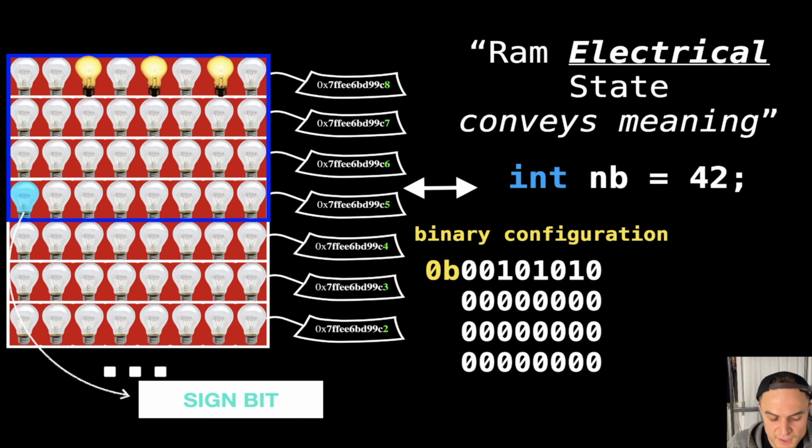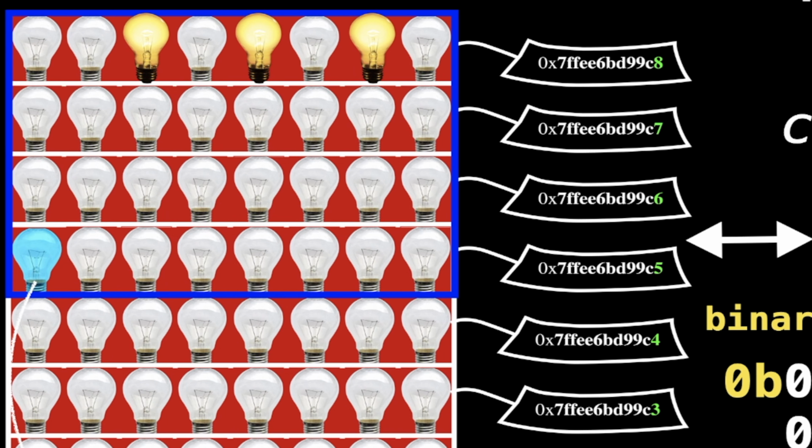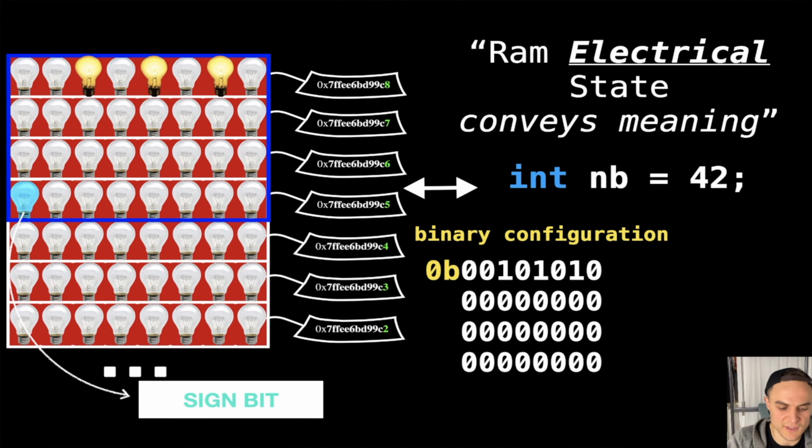For my 42, I have, starting from the top, 00101010, okay? And then all the rest is 0. These are non-significant zeros, like the zeros in the decimal numbers. If you have 0042, the first two zeros are not significant. This is the same idea here. So you have 0, 1, 0, 0, 1, 0, 1, 0, 1, 0.